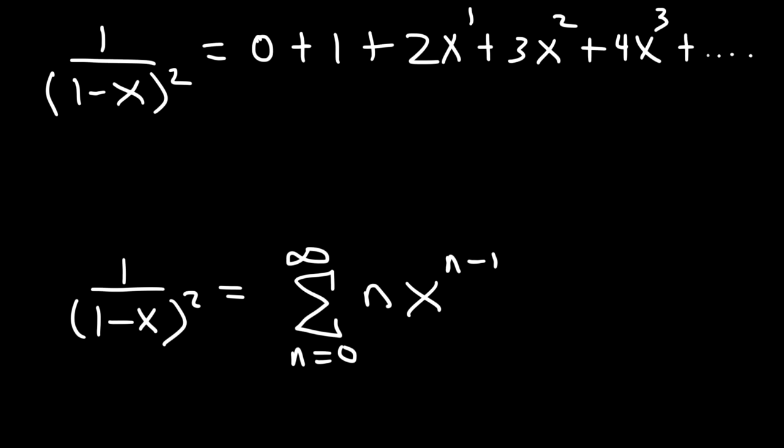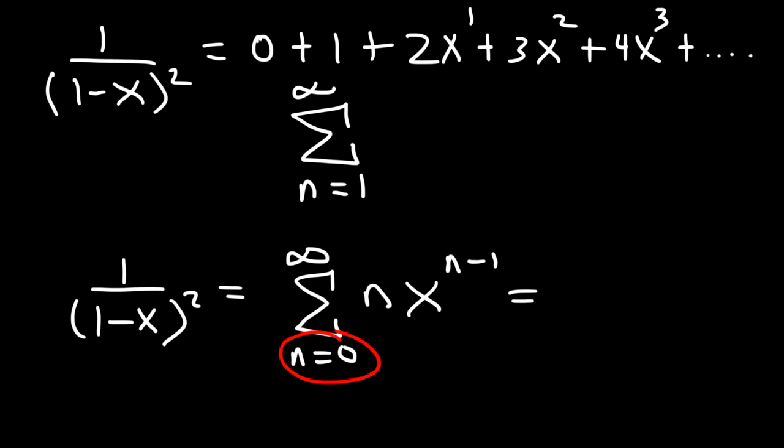Now, notice that the first term is 0. Adding 0 to something doesn't change the value of anything. So therefore, we really don't need to start at 0 because it's just not necessary. So we can write our final answer like this. So we're going to start at 1 and go to infinity, and it's going to be n x to the n minus 1. So this is the final answer.